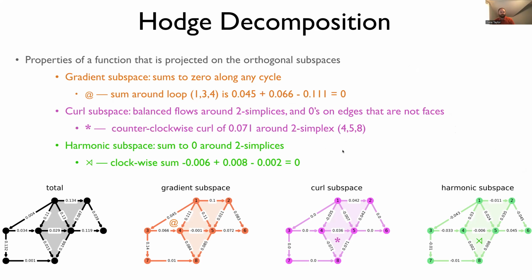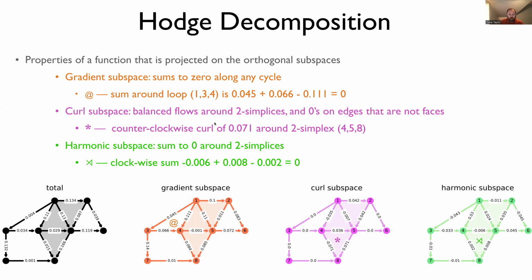So I can encode any function that's defined on the edges in a vector, and then I can project that vector onto these three subspaces. I'm showing those projections here for this example. There's some intuition on what these subspaces mean. The gradient subspace sums to 0 along any cycle. So if I sum around this cycle, we have 0.045 plus 0.066, and then it's minus 0.111, because if I'm going counterclockwise, this edge is pointing in the wrong direction. Here, the arrows are showing the orientation of the edges, but the edges are undirected. Okay, so that's the gradient subspace.